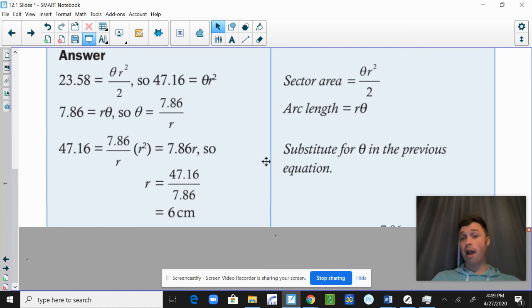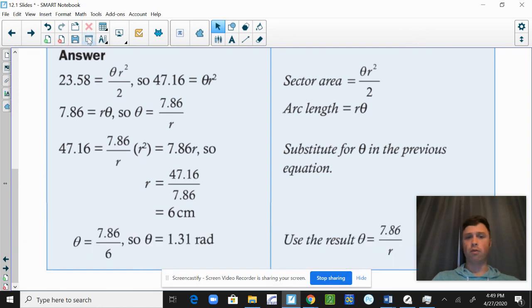So then now that we have one of those values, we can take that for r and we can go back to either one of those other equations and figure out the missing angle. So just take the equation that we had for theta that we had isolated from before. Theta is 7.86 over r. Just plug in the 6 for the r and we get theta is equal to approximately 1.31 radians. All right. So that is that.